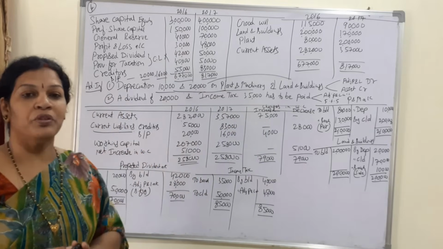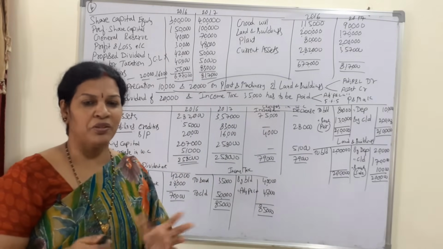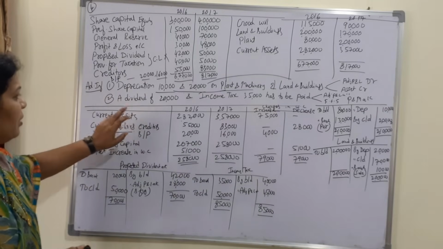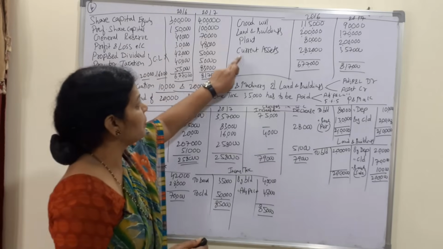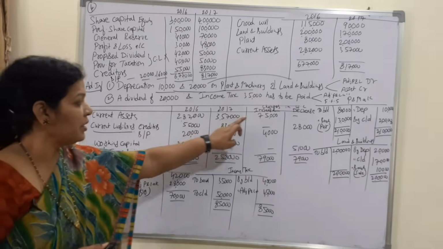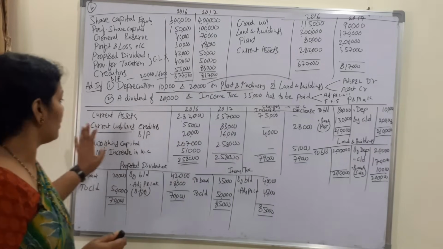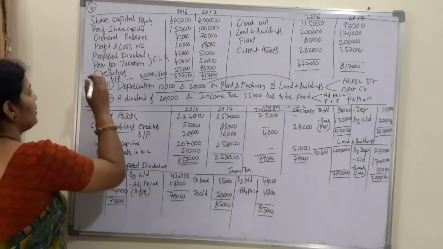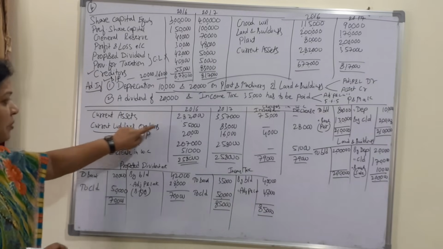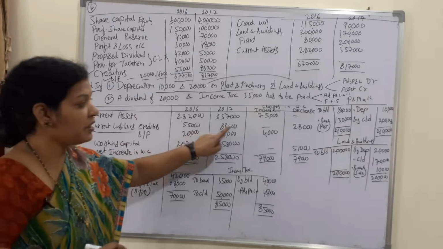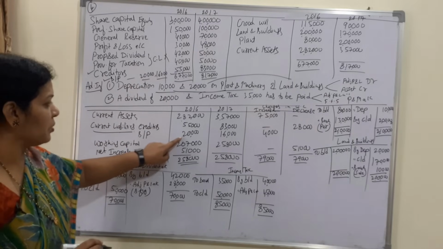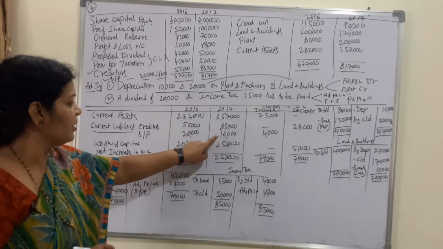So now what we have to do first is the schedule of changes in working capital. This is simple, you know it very well. I have already opened it. Total current assets are 2,82,000 and 3,57,000, an increase of 75,000. After that, current liabilities: creditors and bills payable. Creditors are 55,000 and 83,000, an increase of 28,000. Bills payable are 20,000 and 16,000.